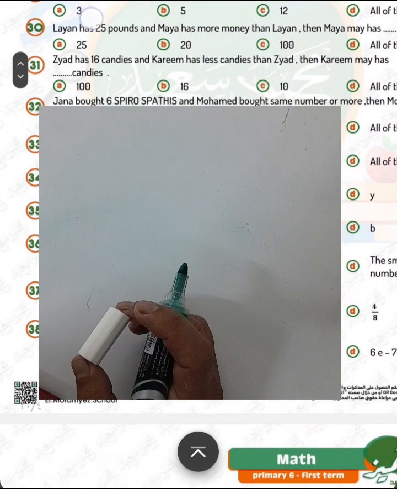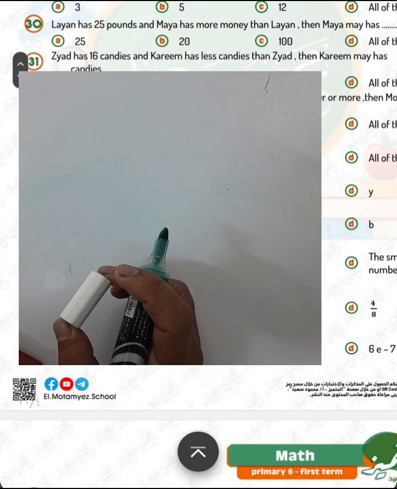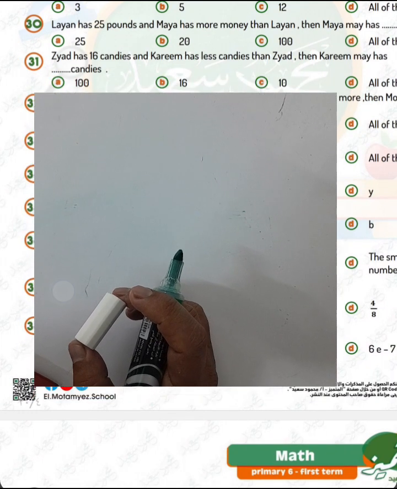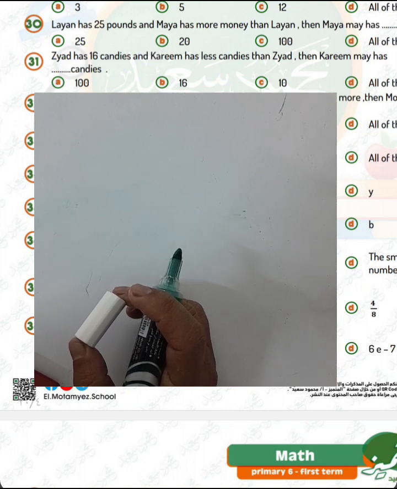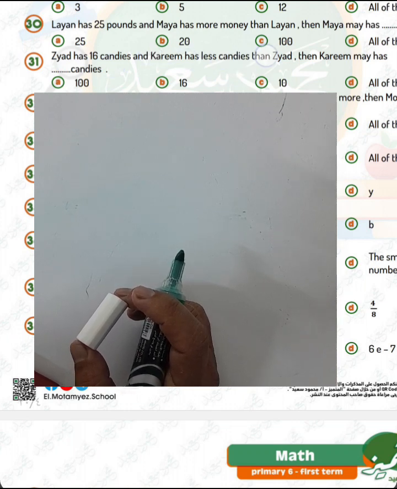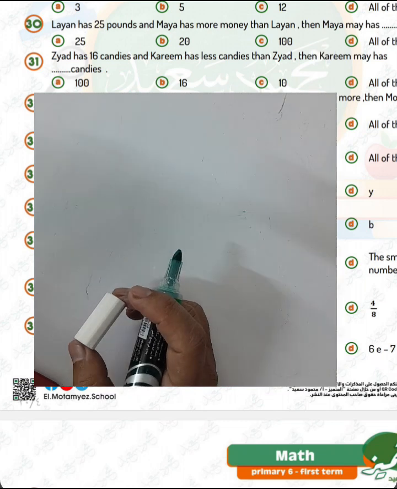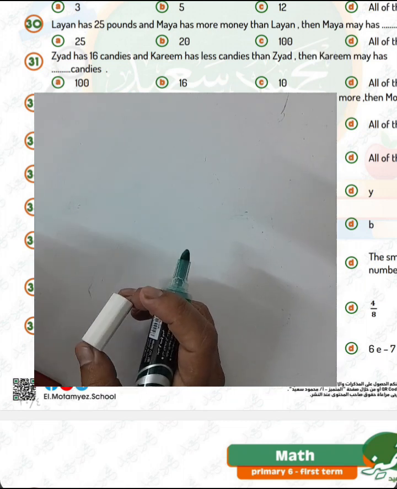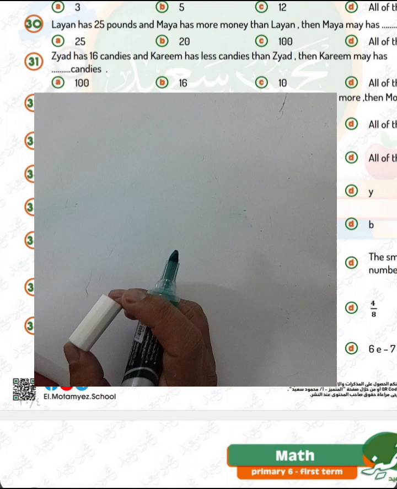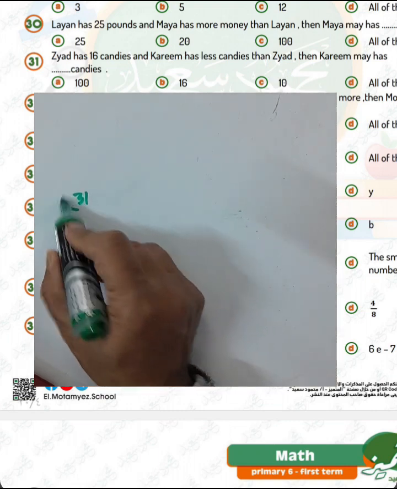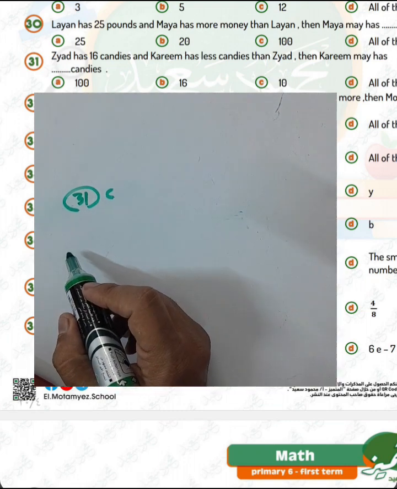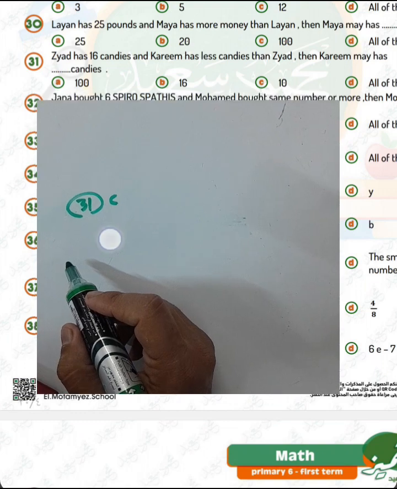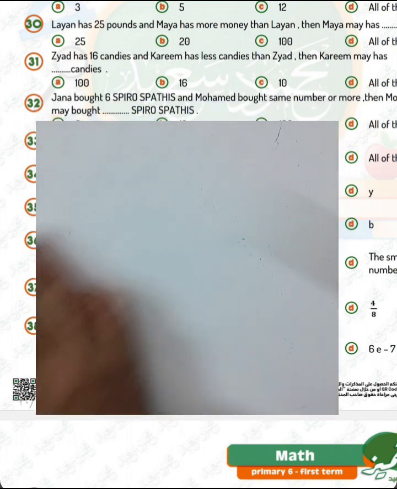Okay. Next question, number 31. Ziad has 16 candies and Karim has fewer candies than Ziad. Then Karim may have a number less than 16, here 12 or 10. Choose letter C about question 31, because 10 is less than 16. Question 32.